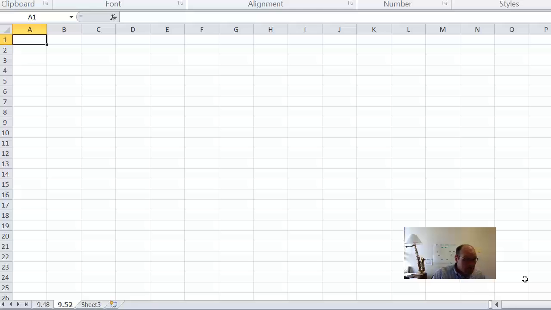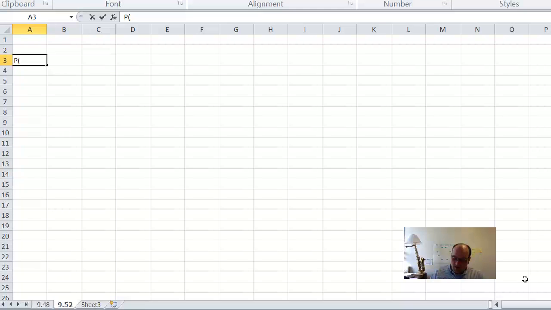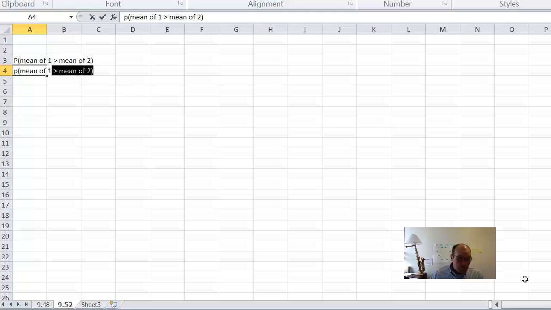Alright, so what is it that we're actually asking? We're saying the probability that the mean of 1 is greater than the mean of 2. You could write that another way: the probability that the mean of 1 minus the mean of 2 is greater than 0. That way we can deal with it in realms that we're able to handle.